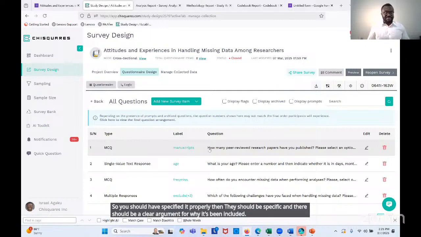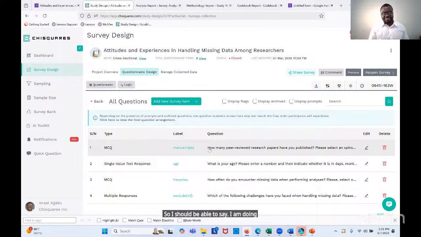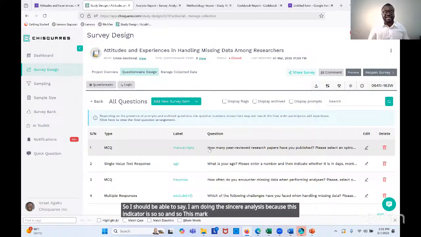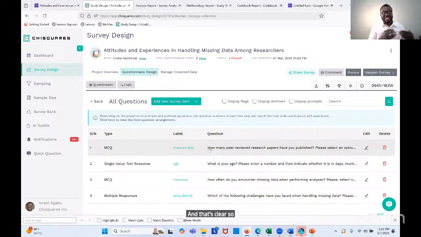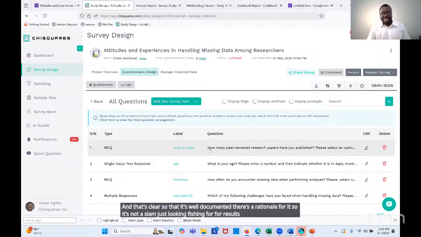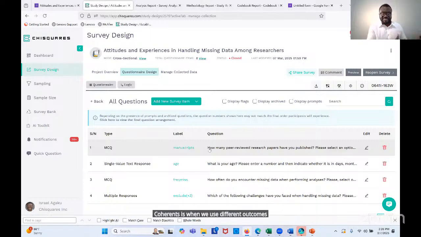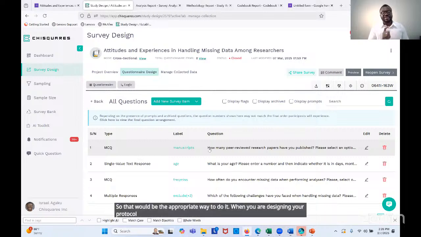I should be able to say, I am doing the sensitivity analysis because this indicator is so and so, or this marker is so and so. And that's clear so that it's well documented. There's a rationale for it, so it's not as if I'm just fishing for results. The reason we do that, obviously, is to ensure consistency or coherence. Coherence is when we use different outcomes but see a similar result. That would be the appropriate way to do it. And when you are designing your protocol, sensitivity analysis should also factor into your sample size calculation.